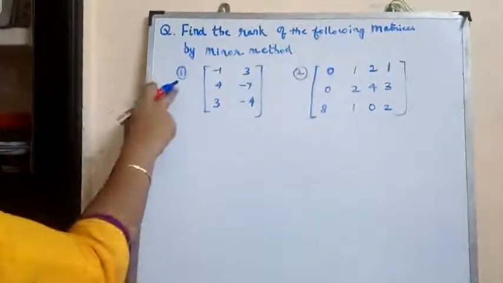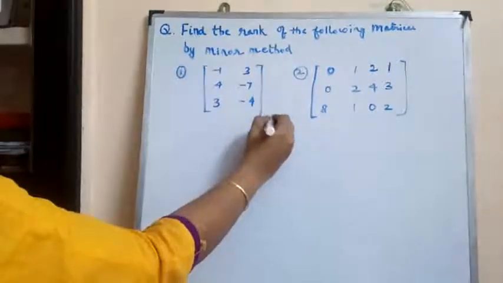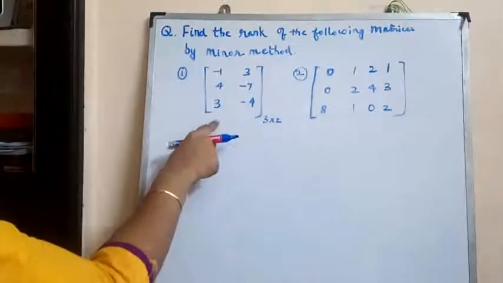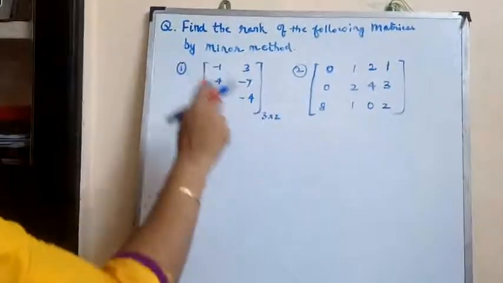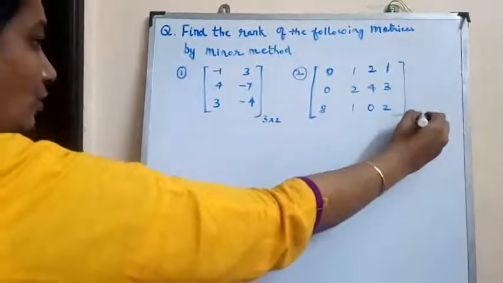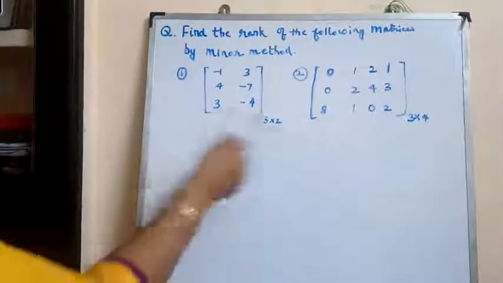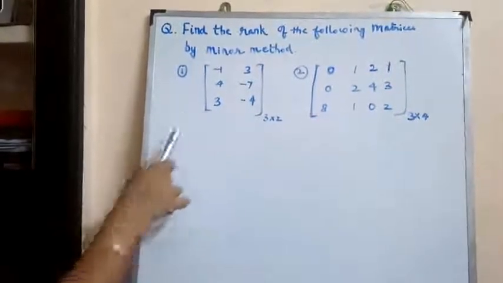Here, this is for your practice. So here you have a 3 by 2 matrix and you have to find the rank of the matrix by minor method. This is of order 3 cross 4. So find the rank of these two matrices.